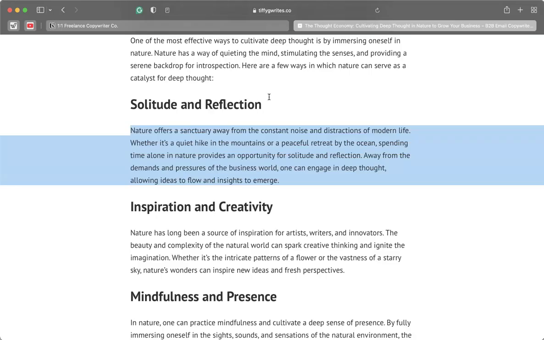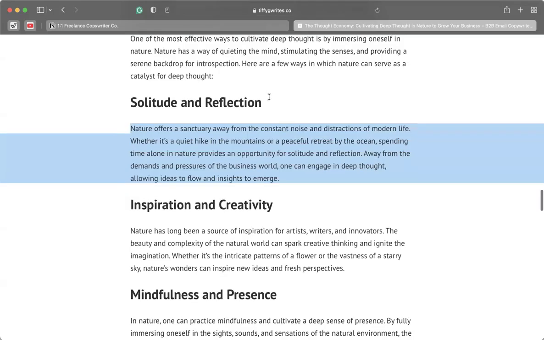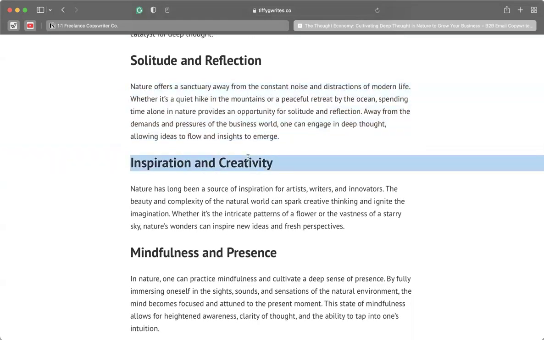One can engage in deep thought, allowing ideas to flow and insights to emerge. Inspiration and creativity. Nature has long been a source of inspiration for artists, writers, and innovators. Again, so this is pinpointing an ideal client that values creativity, okay? The only people that are going to align with this, the only CEOs that align with this are those who align with creativity. That's another principle to use when you're writing your copy and when you're writing your client's copy.